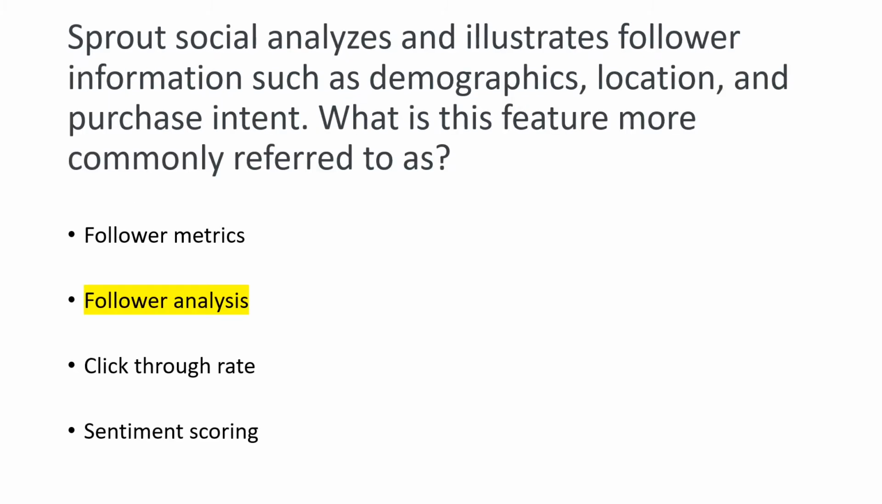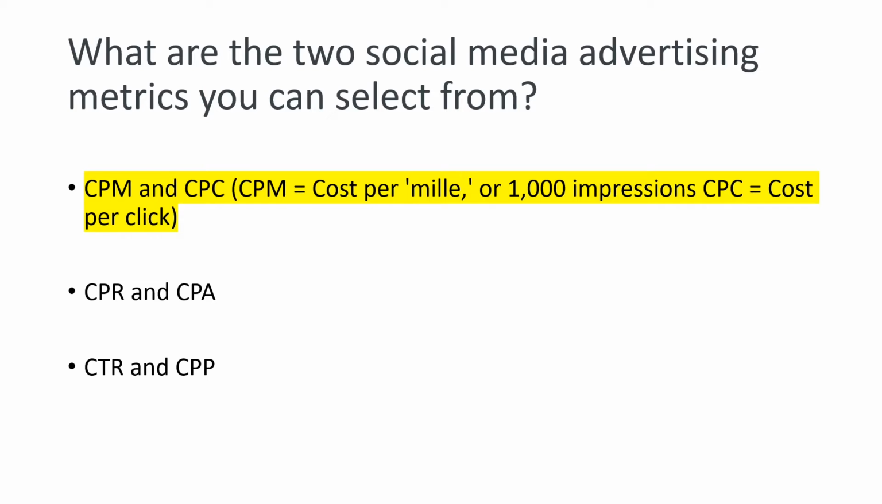20. Sprout Social analyzes and illustrates follower information such as demographics, location, and purchase intent. What is this feature more commonly referred to as? Follower analysis. 21. What are the two social media advertising metrics you can select from? CPM and CPC. CPM equals cost per mille, or 1,000 impressions. CPC equals cost per click.